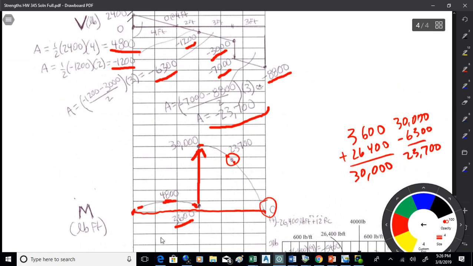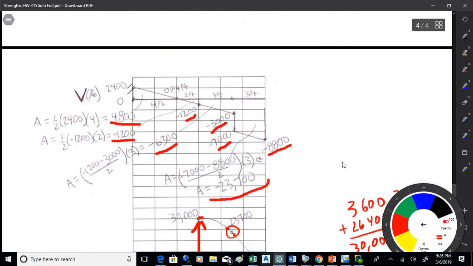So that's a run through the homework. I do have a solution posted for this one if you want to look at it. It's there.